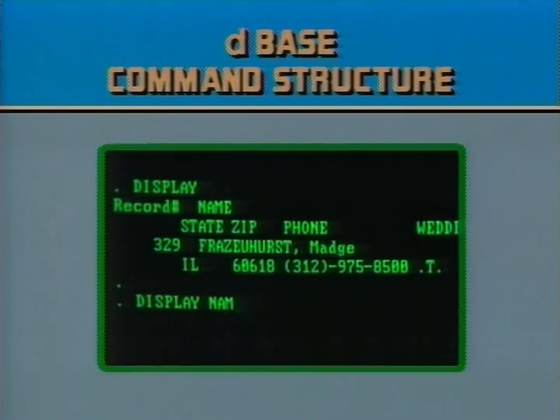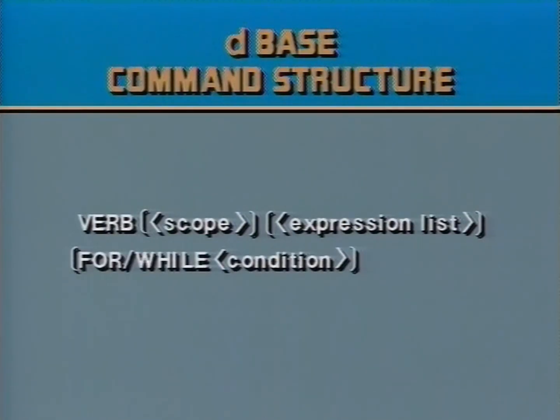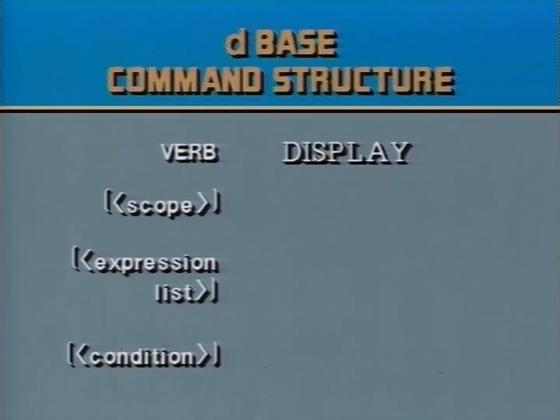First, let's use display to explain the structure or syntax of a dBASE command. A command like display is made up of several parts. The first is a verb. This is followed by other optional elements that can be used to specify more exactly what the command is to do. These optional elements are shown in square brackets in the dBASE manual and here on the screen. The items in angle brackets are supplied by you, the user. In this example, the verb display is followed by the scope. This defines the applicable part of the database. Here, the scope limits the command to the next 20 records.